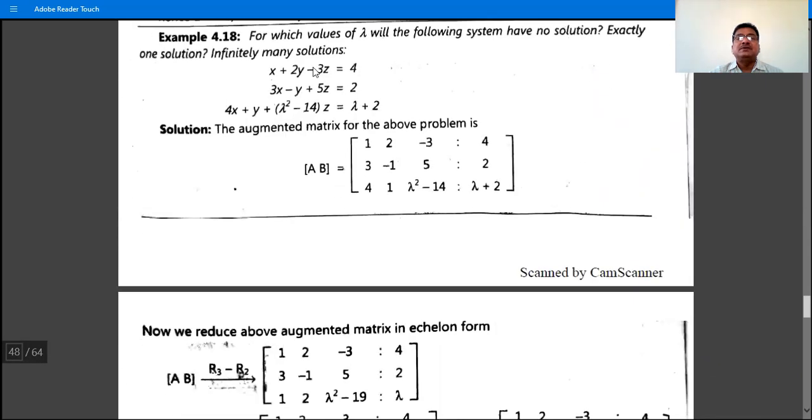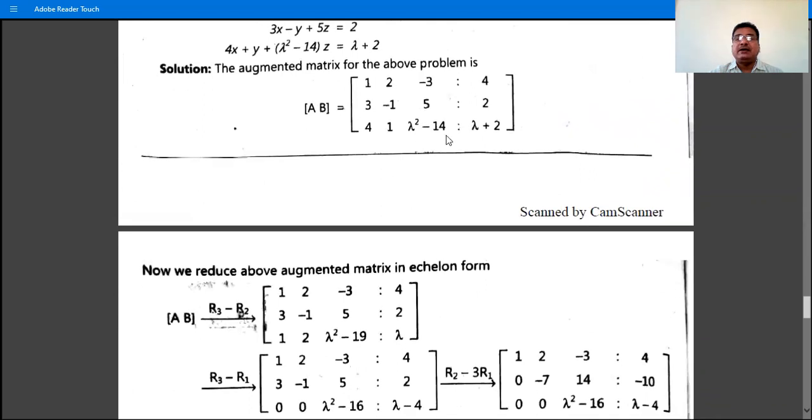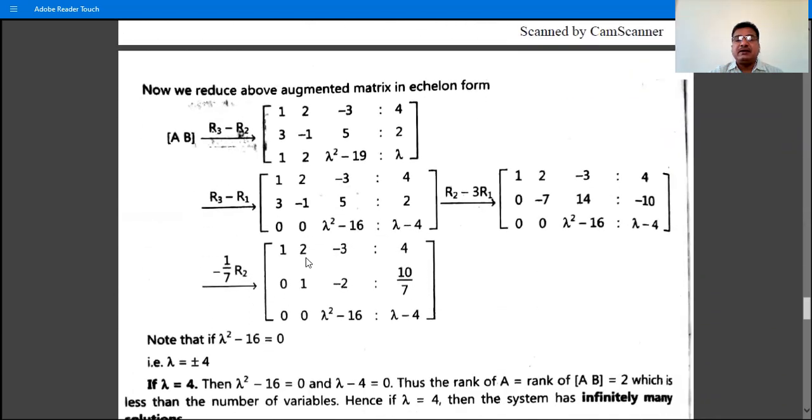Solve all these problems. For which value of lambda will the following system have no solution, exactly one solution and infinitely many solutions? So this is the given system. Write the augmented matrix as this. Then reduce this matrix to echelon form. So this is the echelon form.